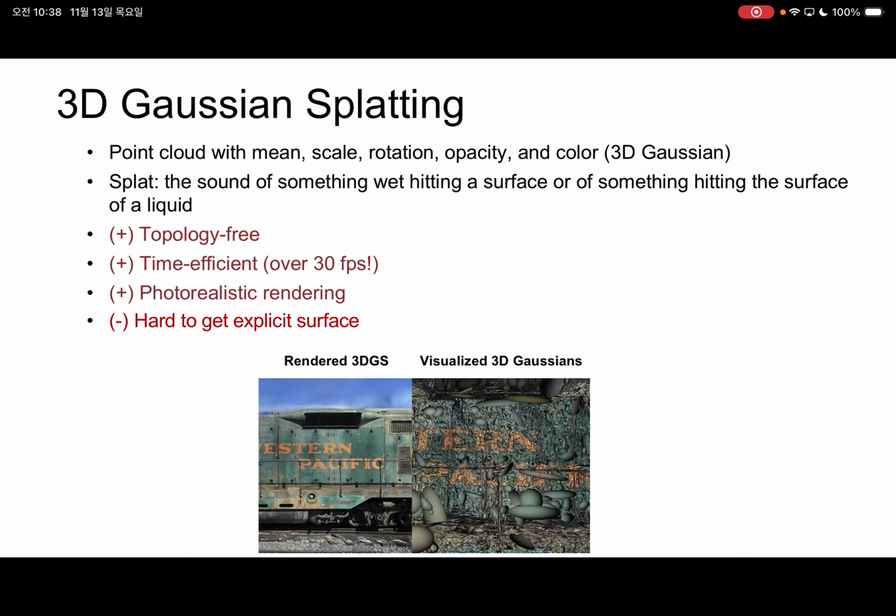So, 3D Gaussian splatting. Maybe most of you know what a Gaussian is. We know the Gaussian distribution, right? This kind of Gaussian distribution. A Gaussian is parameterized by mean, scale, rotation, opacity, and color. There are five features for each Gaussian.